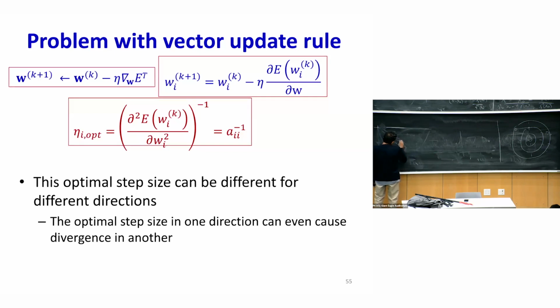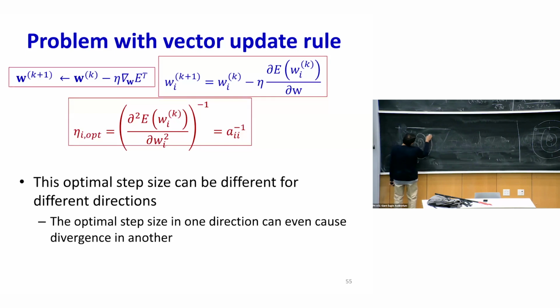And say I have a figure of this kind, and let's say a11 is 2 and a22 is 0.5, okay? What is the optimal step size along x1? 1. This is 0.5, right? What is the optimal step size according to this guy? 2.